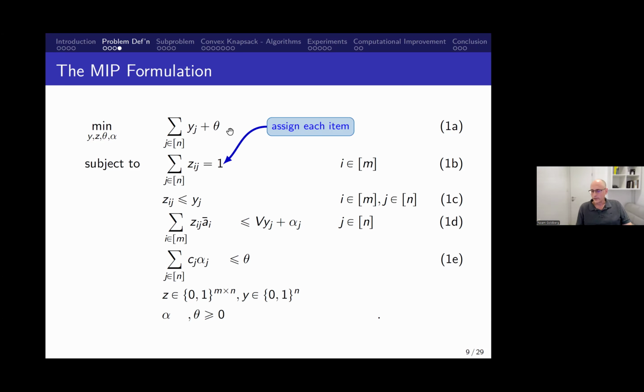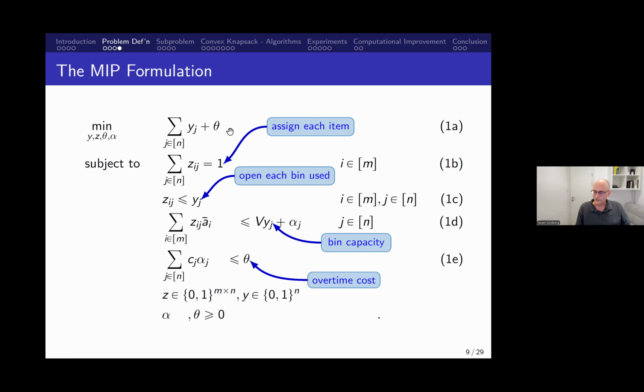First of all, we need to assign each item to a bin. That's the first constraint. The Z's are the indicator variables for assignment of item I to bin J. Of course, if a bin is used, it must be opened. And that's indicated by Yj being 1. And then we have the bin capacity constraint and the overtime cost constraint.